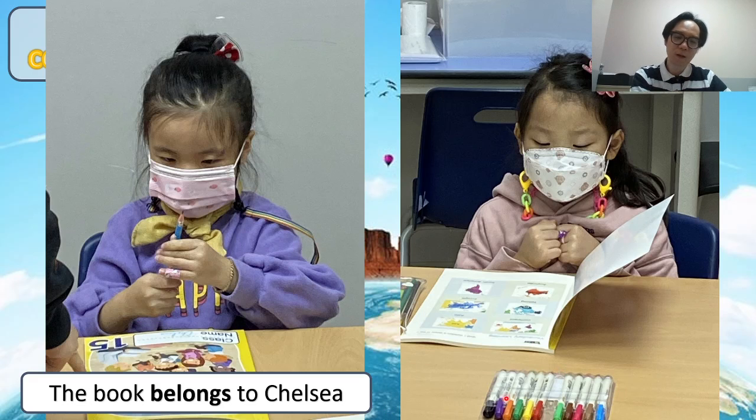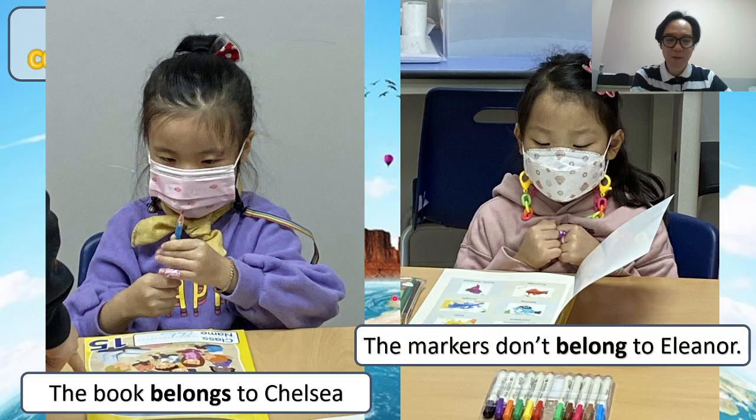But what about these markers here? Do you think these markers are hers? Do they belong to Eleanor? Probably not. In fact, these markers belong to me. The markers do not belong to Eleanor. They are not Eleanor's. But the book belongs to Chelsea, and this book belongs to Eleanor. It is theirs. So when we use the word belong, it shows that they have it. It belongs to them. It is theirs.